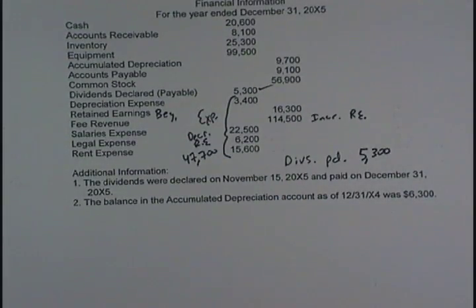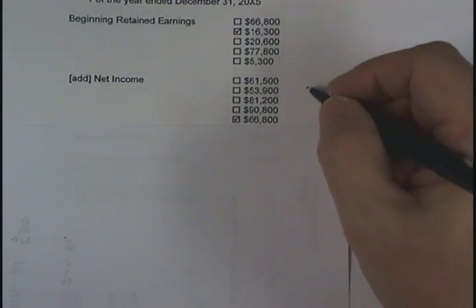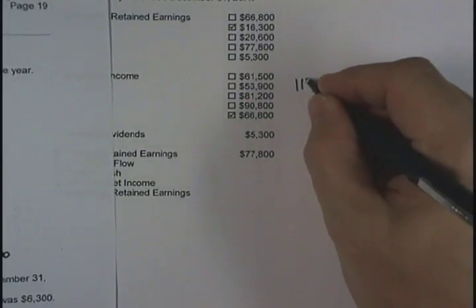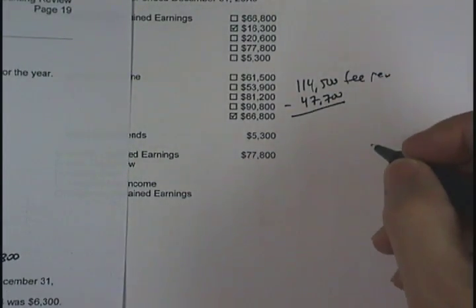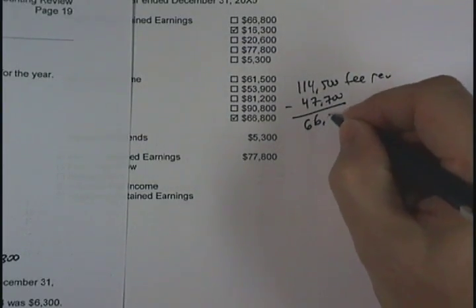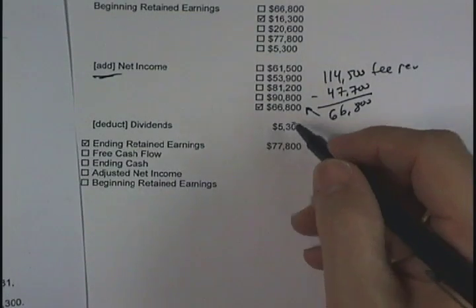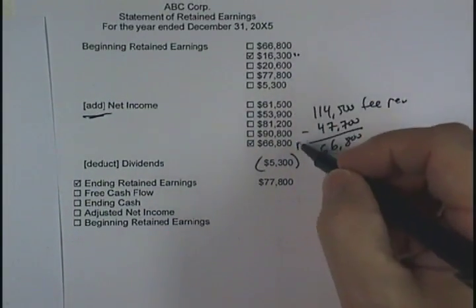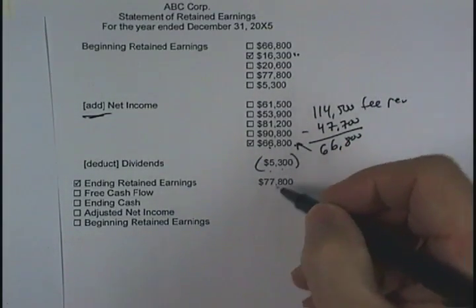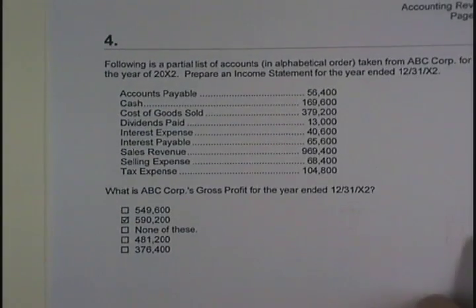So the statement of retained earnings would start with that beginning retained earnings balance, given to be $16,300. We would add the net income, which was the fee revenue of $114,500, less the expenses of $47,700. So the net income was $66,800, which would increase the retained earnings. And then we subtract those dividends of $5,300. So the beginning retained earnings balance, $16,300, plus the net income of $66,800 minus the dividends of $5,300 gives us the ending retained earnings balance of $77,800.